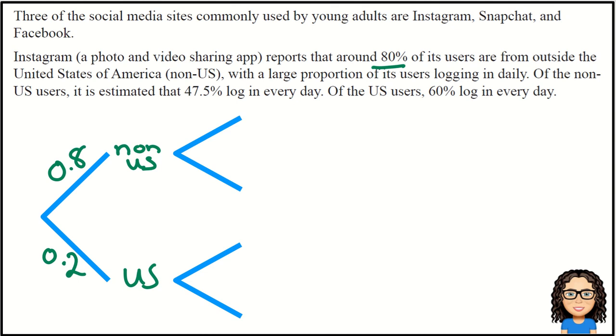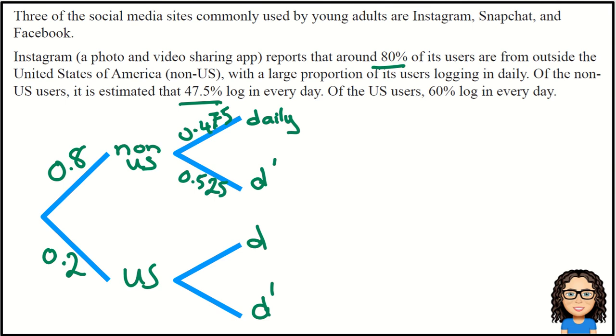Now it talks about a large proportion logging in daily, so it talks about what percentage log in every day versus not. So my options next are daily login versus not daily. We are told that of the non-US users, it's estimated that 47.5% log in daily, so I'm going to make that 0.475, and the opposite there is 0.525, because they have to add up to 1. Then from the US users, 60% log in every day, so we've got 60% there, which makes this 40%.